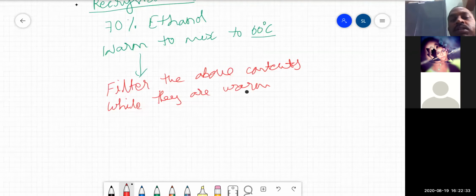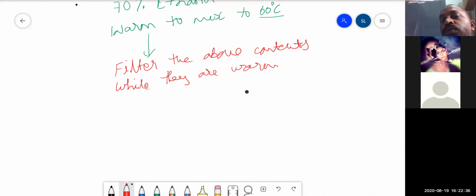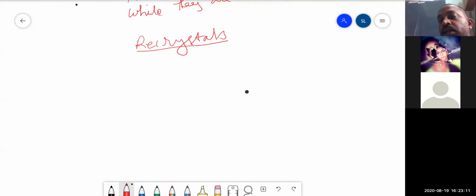Now, after you have filtered, then you have to cool and concentrate so that the crystals will appear. So these crystals are the purest form, and they are the crystals of paracetamol. So this is the main reaction involved and the procedure for the synthesis of paracetamol from para-aminophenol. Okay, so I think we will just have this here.